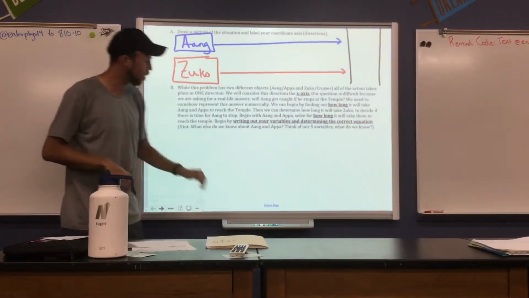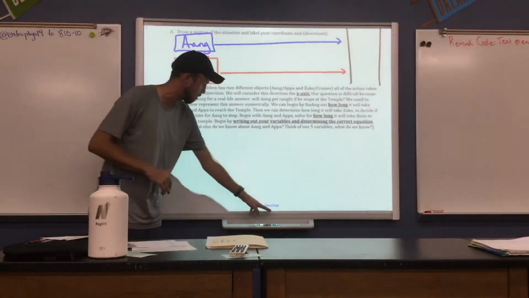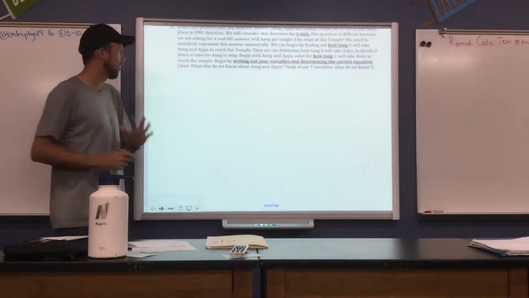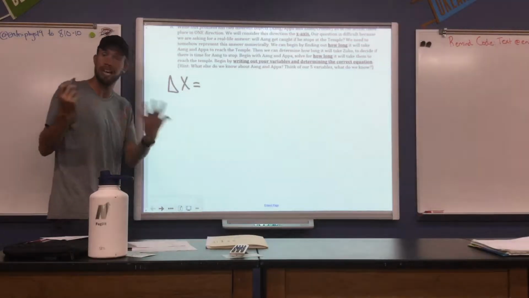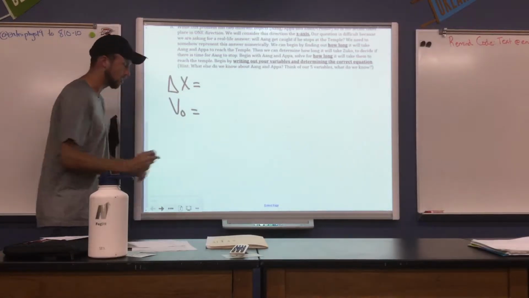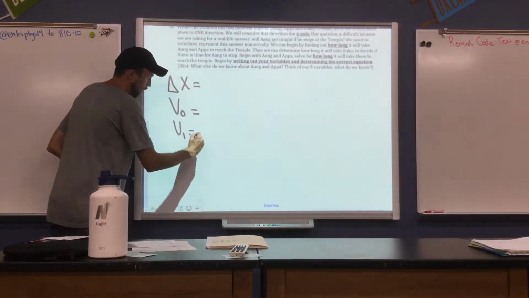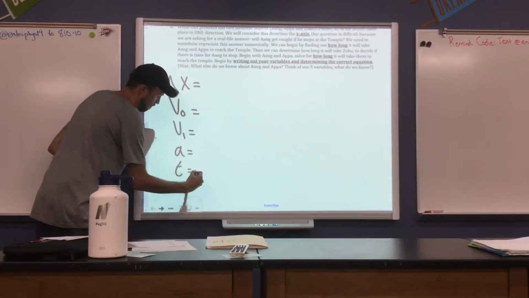So part B is going to ask us to list out our variables. What do we know about the problem statement? Now, we have 5 variables when we deal with kinematics. Delta x, our displacement, how far we travel. V0, our initial velocity. V1, our final velocity, acceleration a, and time.